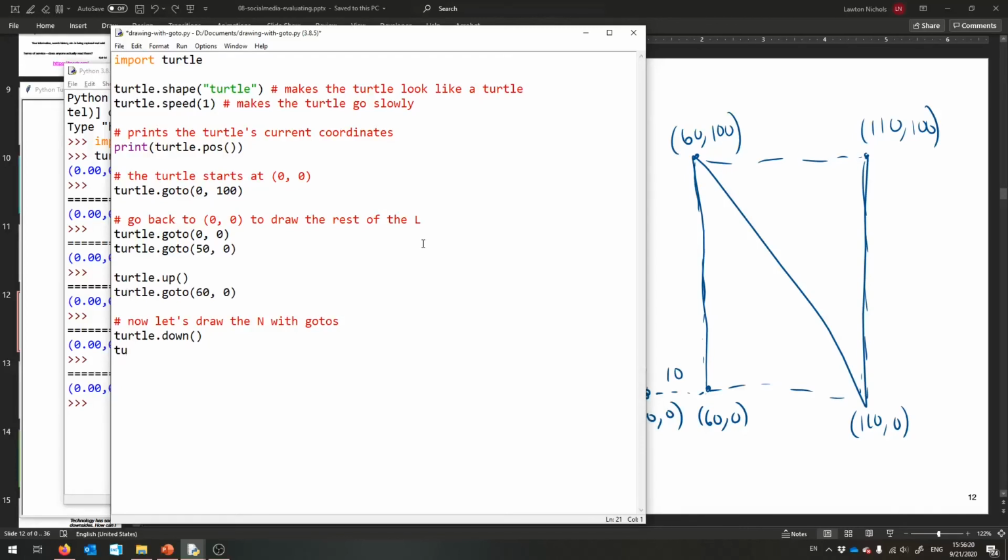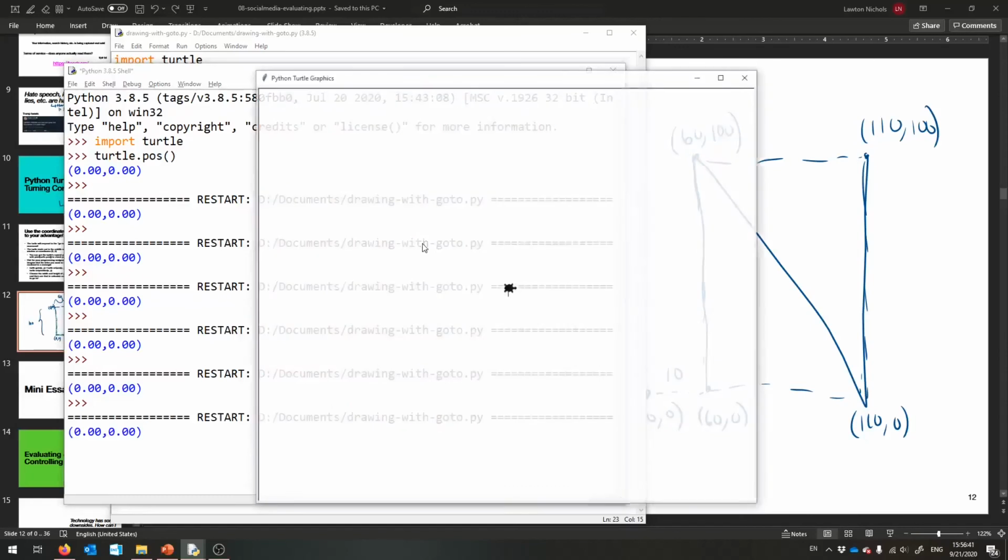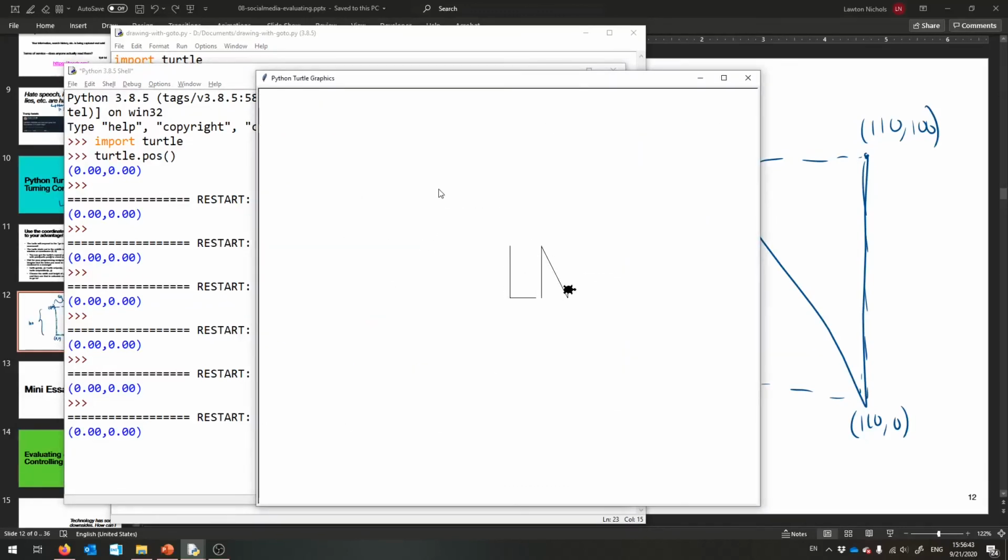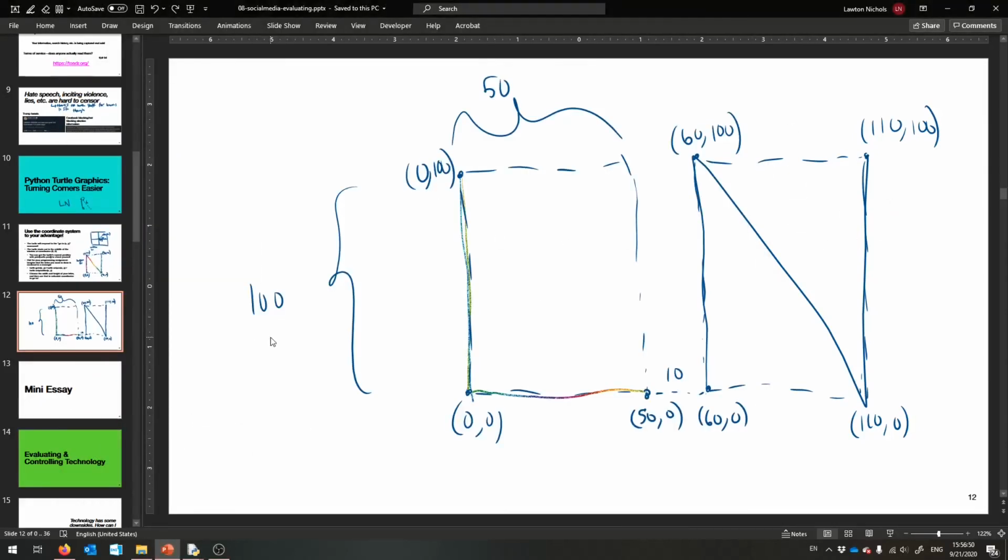So now we need to go to 60, 100. Then we need to go to, I'll just copy these. Boop, boop. Then we need to go to 110, 0. And then we need to go to 110, 100. Beautiful. Okay, so that makes it a lot easier. No angles involved. That is where I want to leave you for the content of all this.